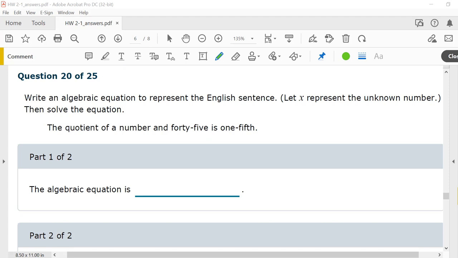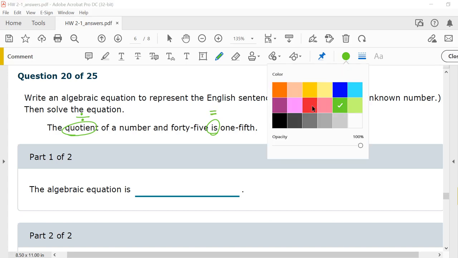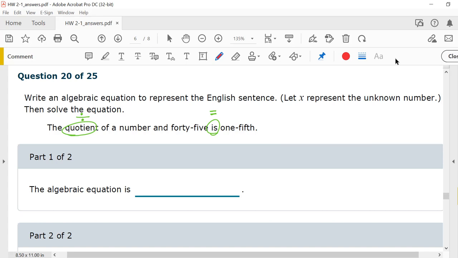Number 20, the quotient of a number and 45 is 1/5. So the vocabulary here, quotient means you want to divide. Quotient means the division. Okay, quotient of a number and 45 is, that's the equal sign. Now let's go through and get the numbers. The quotient of a number and 45 is 1/5.